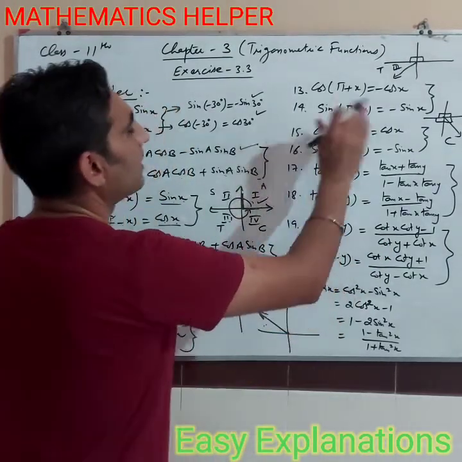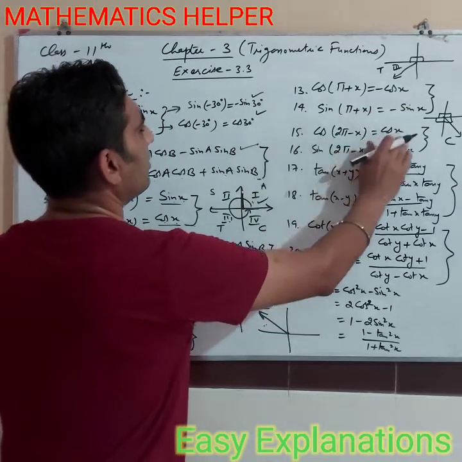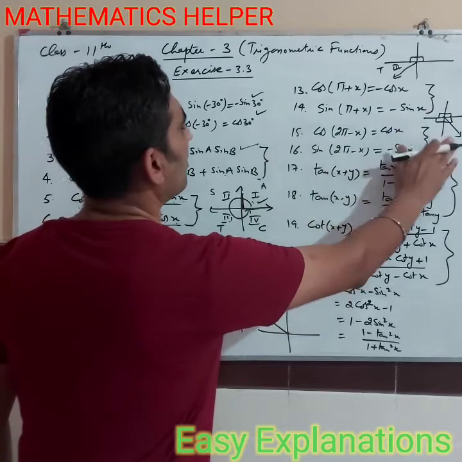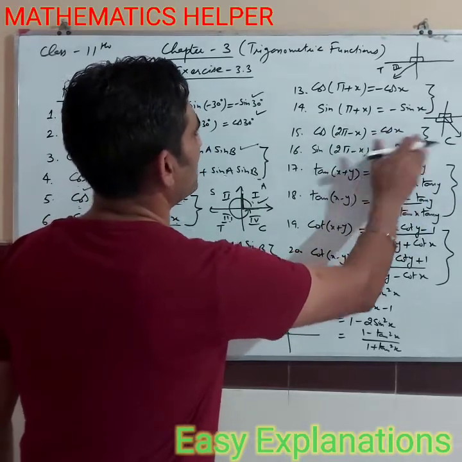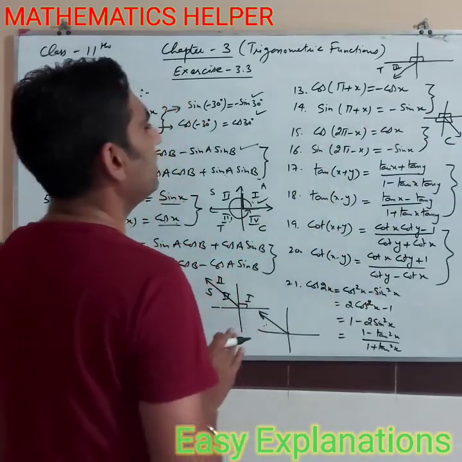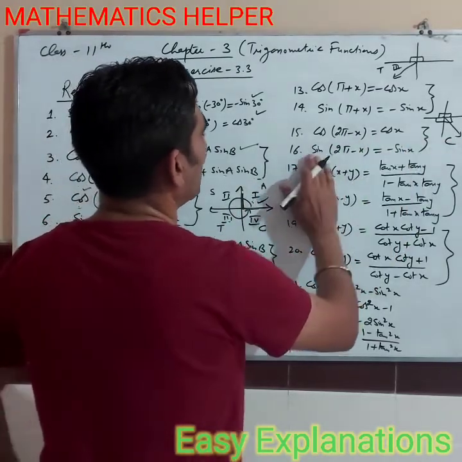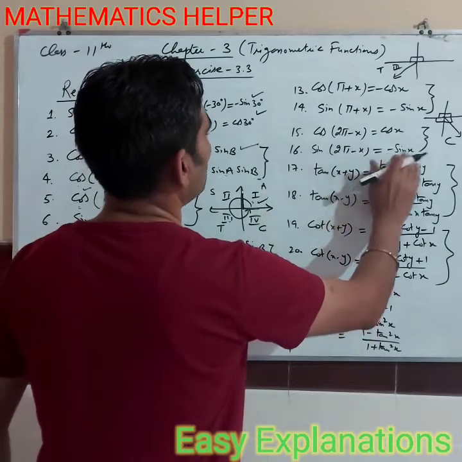Because of 2 pi, cos will remain cos and along with x. When you leave 2 pi, you have to think about the sign before it, but cos in the fourth quadrant is positive. That's why cos x only is given without a negative sign. Sine 2 pi minus x. In the fourth quadrant, sine is negative, so minus sine x.